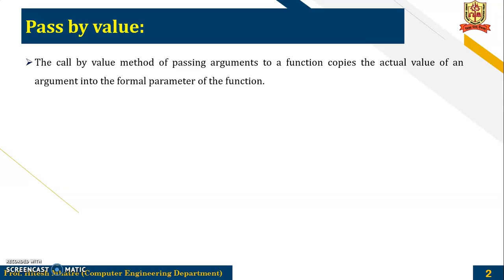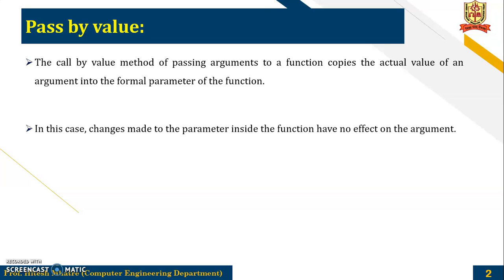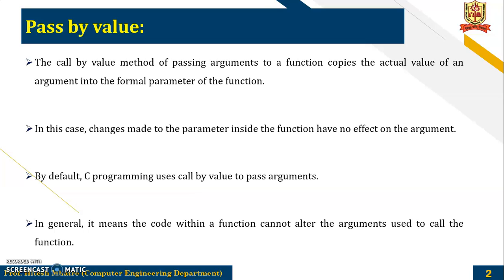The call by value method or pass by value method of passing arguments to the function copies the actual value of an argument into the formal parameters of a function. In this case, the changes made to the parameter inside the function have no effect on the argument. By default, C programming uses call by value to pass arguments. In general, it means the code within a function cannot alter the arguments used to call the function.